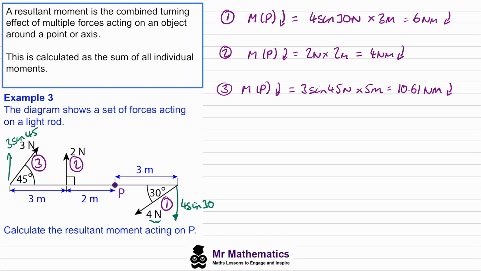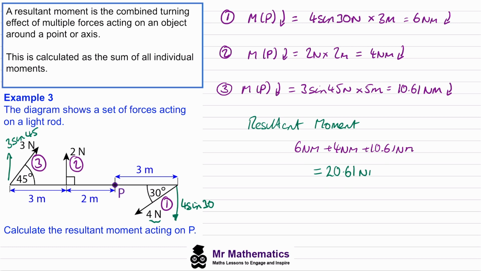So now we can work out the resultant moment. Because each of these moments are acting in the same direction, clockwise, all we need to do is add these together. So the resultant moment will be approximately 20.61 Newton meters acting in the clockwise direction.